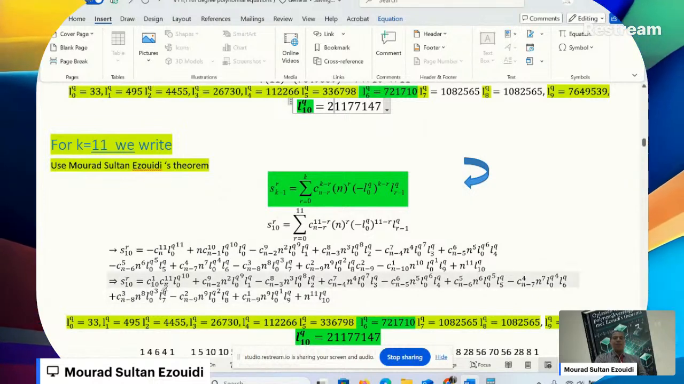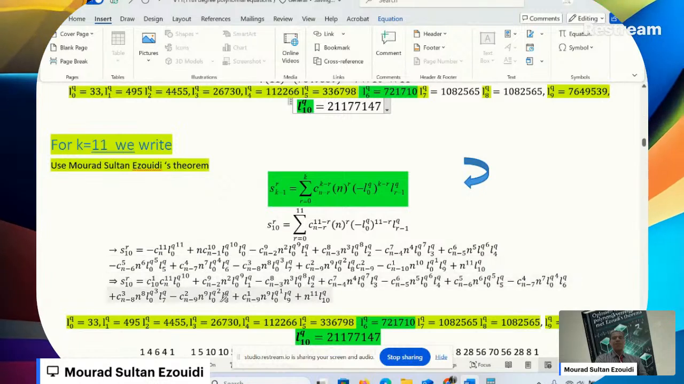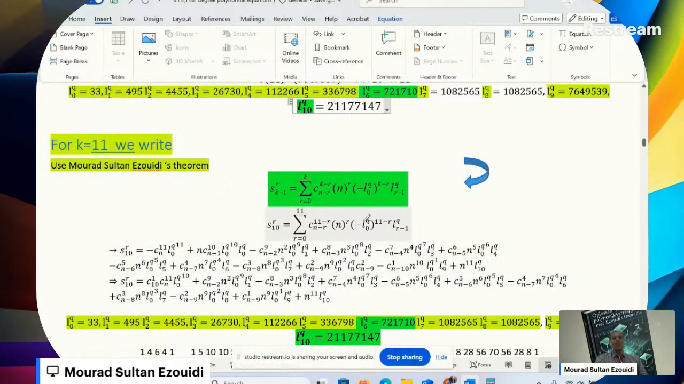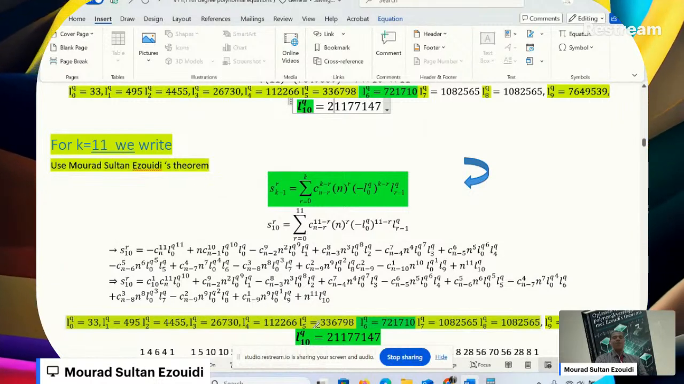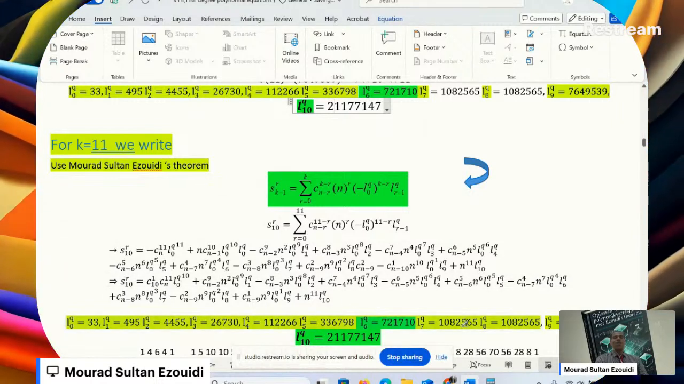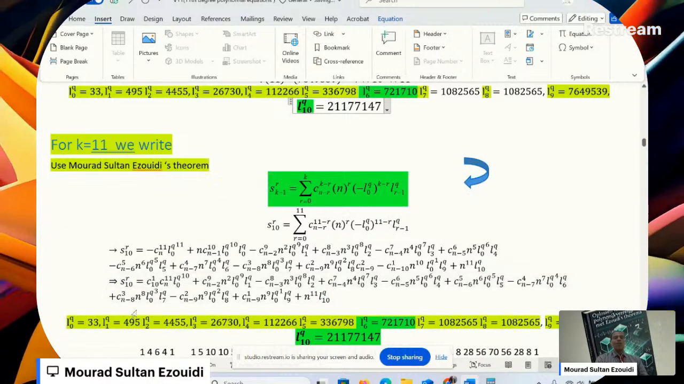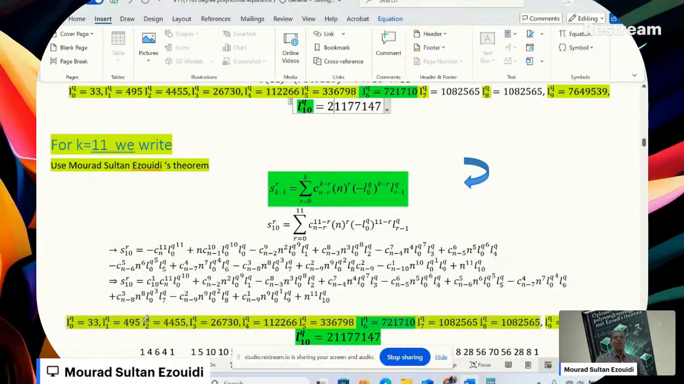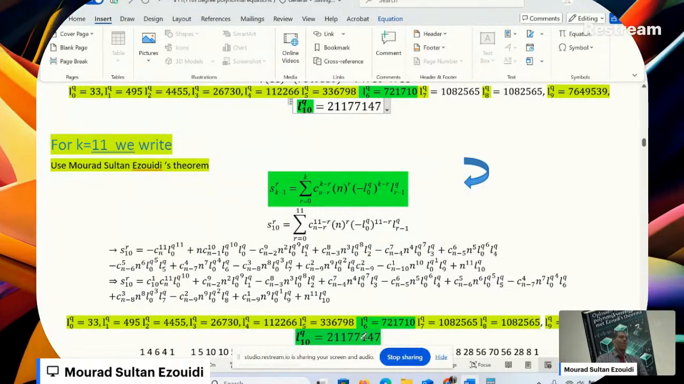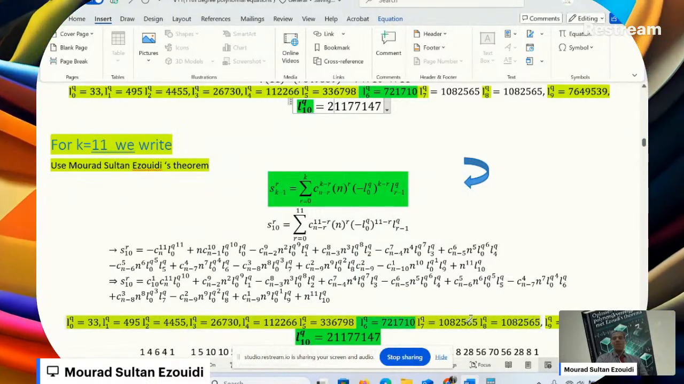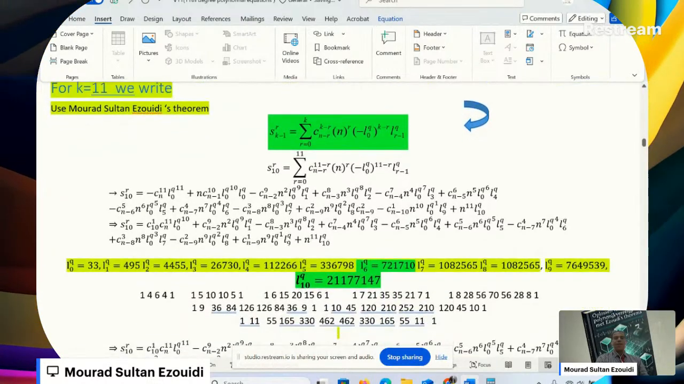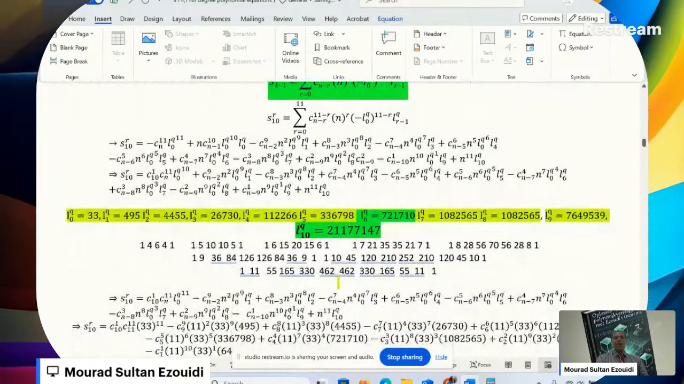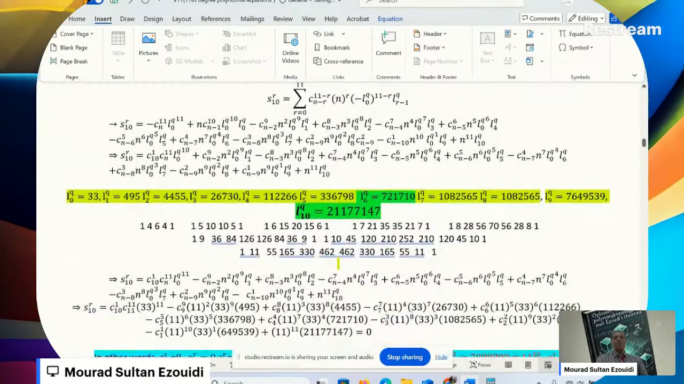Okay? So, this formula has been written in its lowest terms, derived from the Ezouidi formula, and now just put substitution. You will change in this formula all the coefficients: L0 with 33, L1 with 495, up to L10 with 21,177,147. Okay, so I will make substitution here, and I will obtain that S10 is equal to 0.